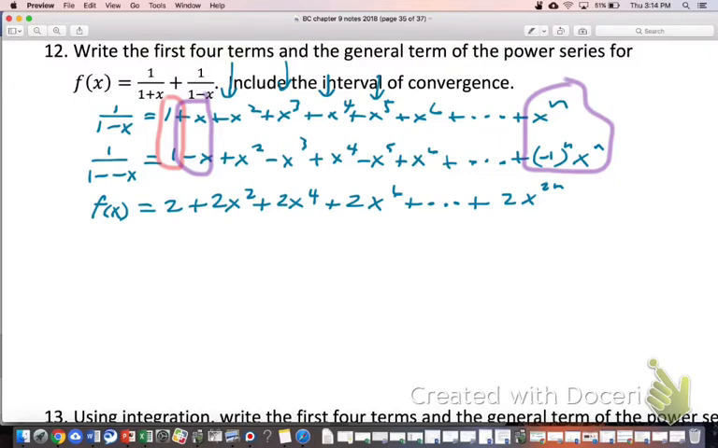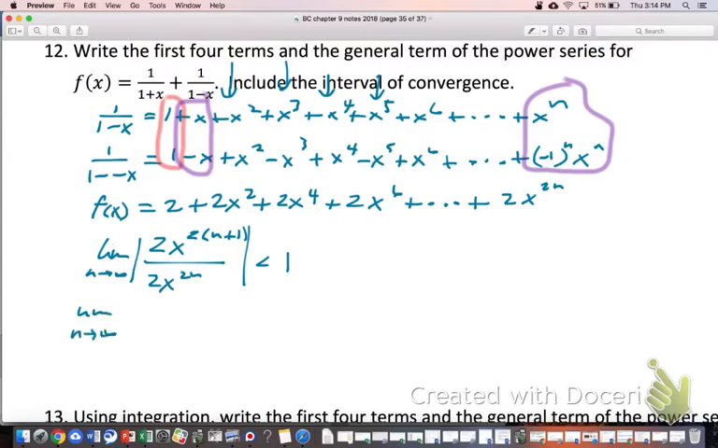Then as far as an interval of convergence goes, why don't I run a ratio test and just see what this looks like? This would be the limit as n goes towards infinity of 2x to the 2 times n plus 1 over 2x to the 2n. We want that to be less than 1. So the 2's would obviously cancel out. Up here, this is really 2n plus 2. So I think we're going to get x squared in there again. So this is going to lead me to believe that my radius is 1 and my interval is that.